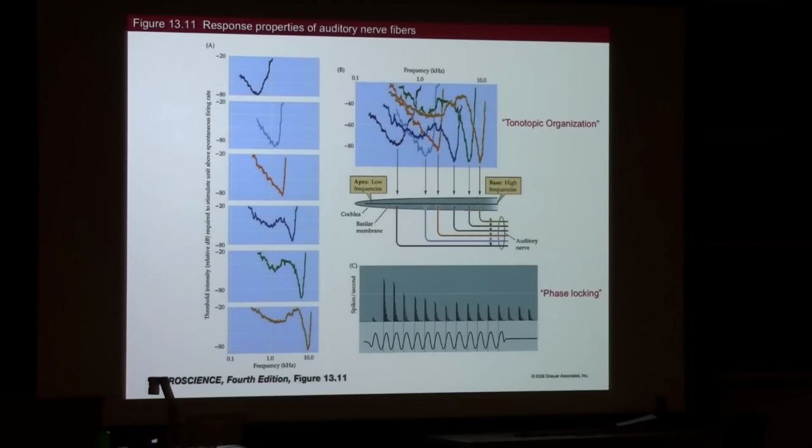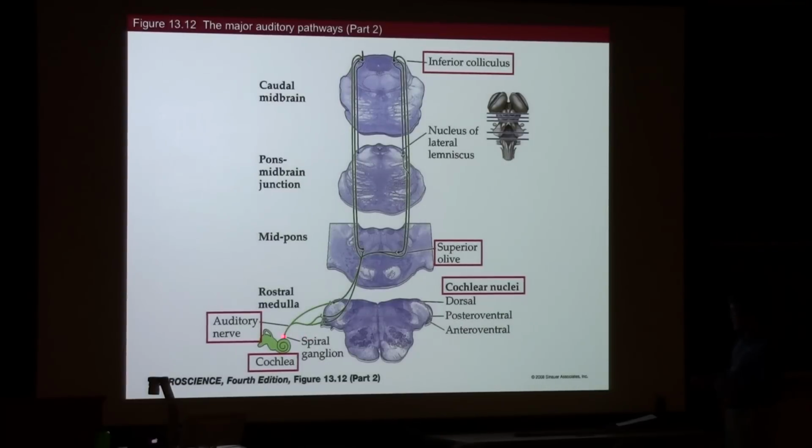So for the auditory nerve connected to the cochlea, these are the two most important basic properties: one regarding frequency, one regarding time. With phase locking, you can read the stimulus period or frequency from the firing. That's the auditory nerve.